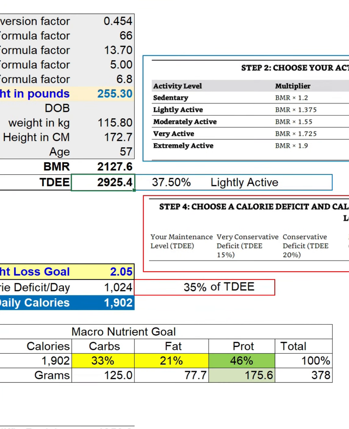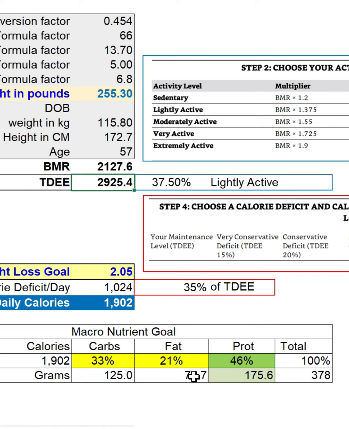And the other thing I calculated was I know that I want to have protein at 175.6 grams because that's my target weight, and you want to set your grams of protein to your target weight. And I also know that I want 125 grams of carbohydrates, and no more than that, which leaves 77.7 grams for fat.